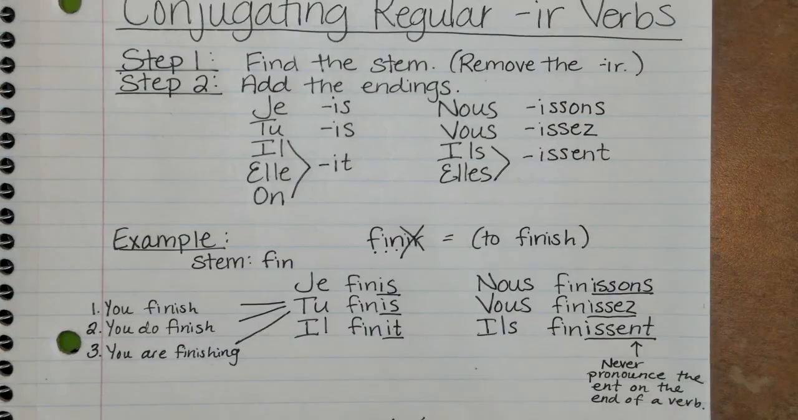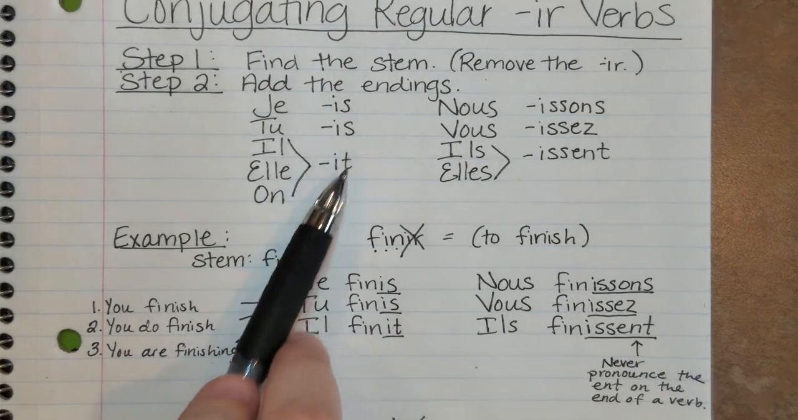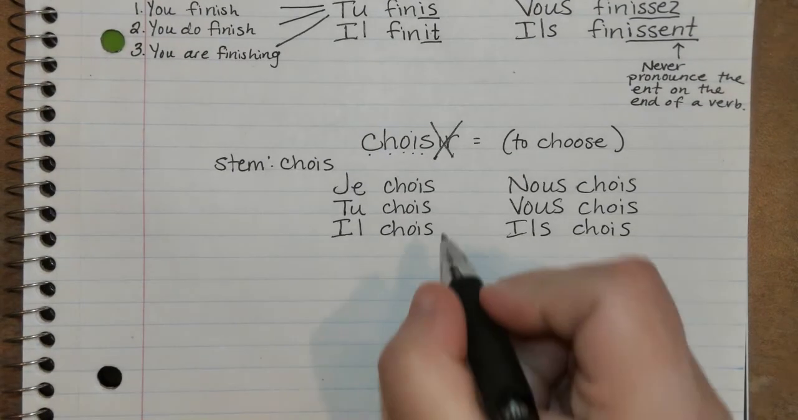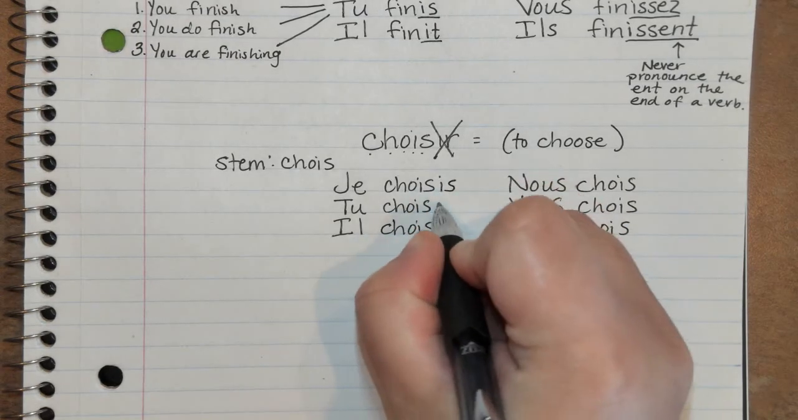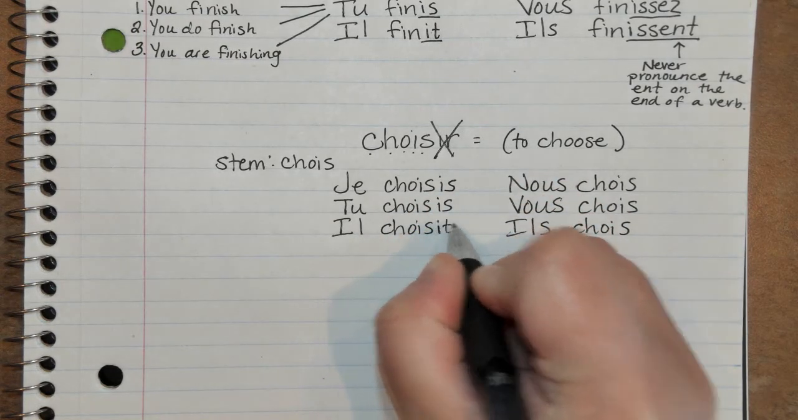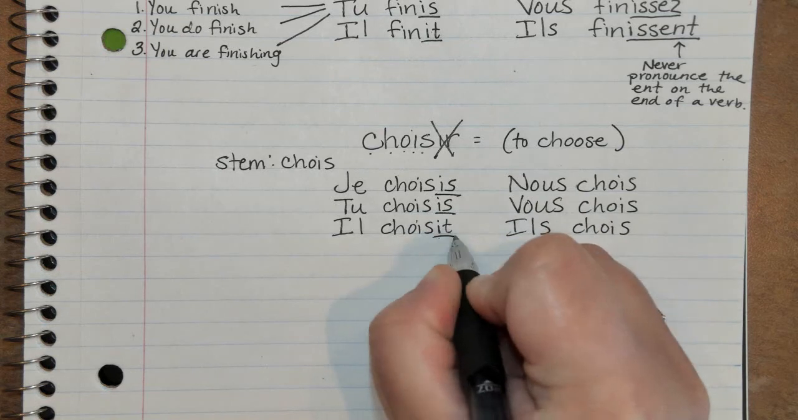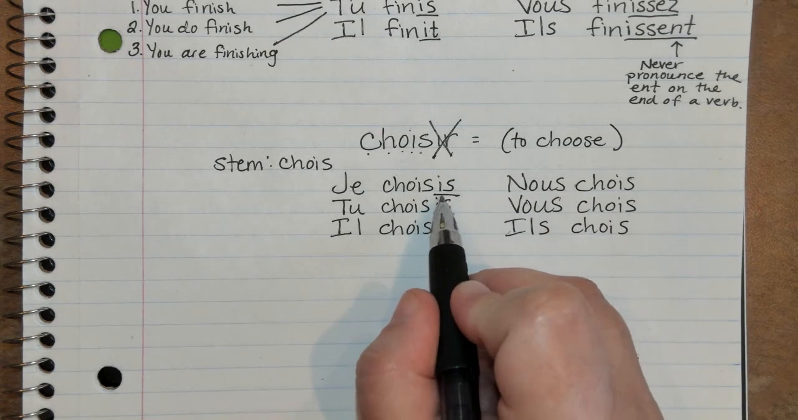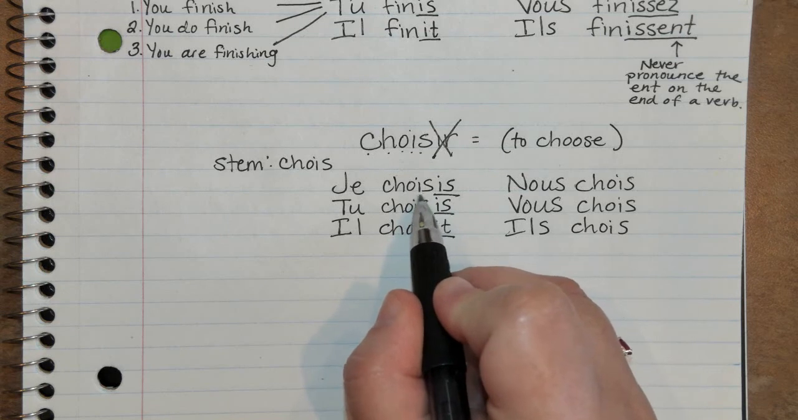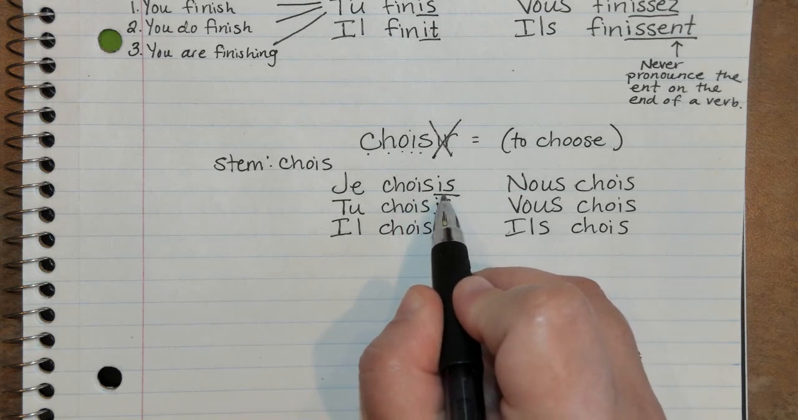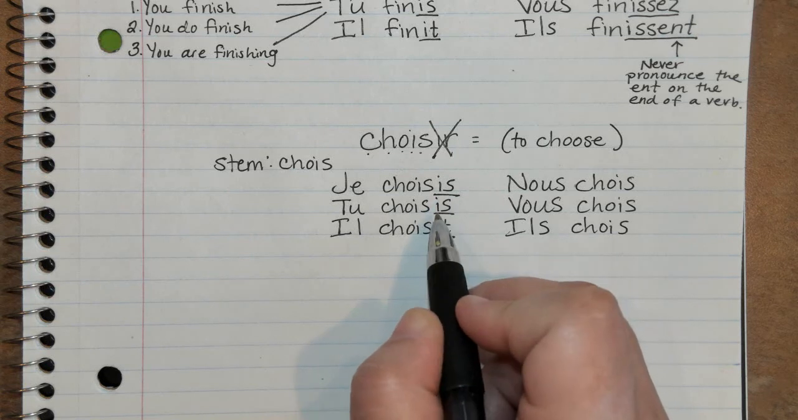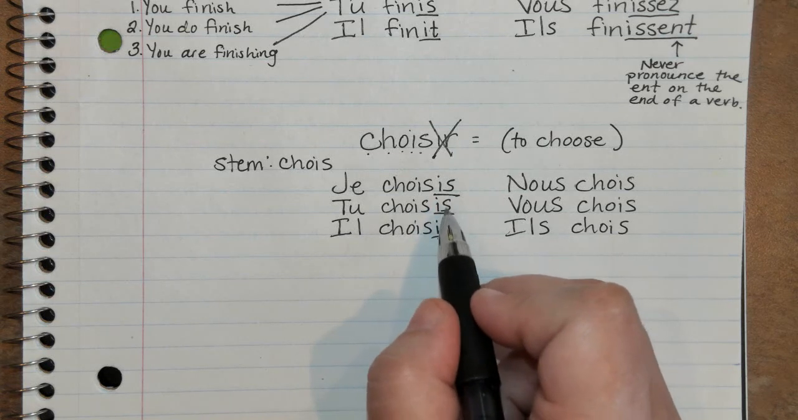Okay, now we've got our endings. Let's go back up and look. IS, IS, IT. Can you see why some people find this kind of confusing? They think they're doing it wrong because you have IS right here on the end of the stem, but then you also have IS in the ending. That's okay, as long as you're following the steps, you're doing it right.